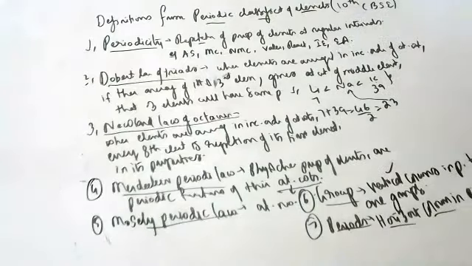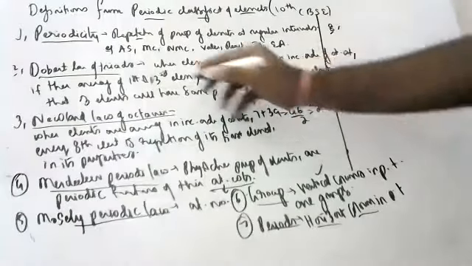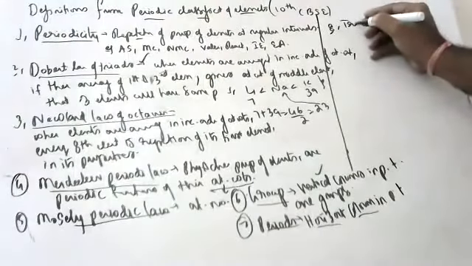Before erasing this, I will say some more definitions I forgot to discuss, children. Here, whenever I am discussing Dobereiner's law of triads, what is a triad?